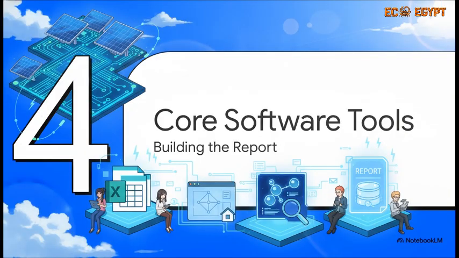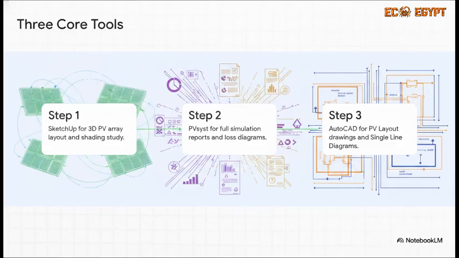Section 4. Core Software Design Tools, Building the Report. Okay, so the program operates on this 3 tools, 3 deliverables concept. It's like a giant puzzle. Step 1 is SketchUp, where you'll build a 3D PV array layout and conduct an absolutely crucial shading study. Step 2 is PVsyst, which is this powerhouse tool used to generate full simulation reports, yield projections, and loss diagrams. And finally, Step 3 is AutoCAD, where you'll draft your highly detailed PV layout drawings and your AC and DC single-line diagrams. 3 tools, 3 precise outputs.